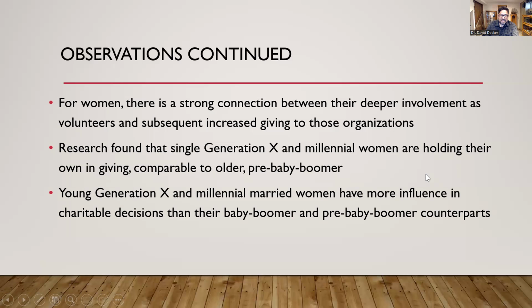Young Generation X and millennial married women have more influence in charitable decisions than their baby boomer and pre-baby boomer counterparts. This is interesting too, because it's telling you that those younger generations hold more sway in that household decision of where they're going to give their money and if they're going to give their money. So it's showing the influence of women, especially in those younger generations, to really dictate and control a lot of what is happening charitably in the household.